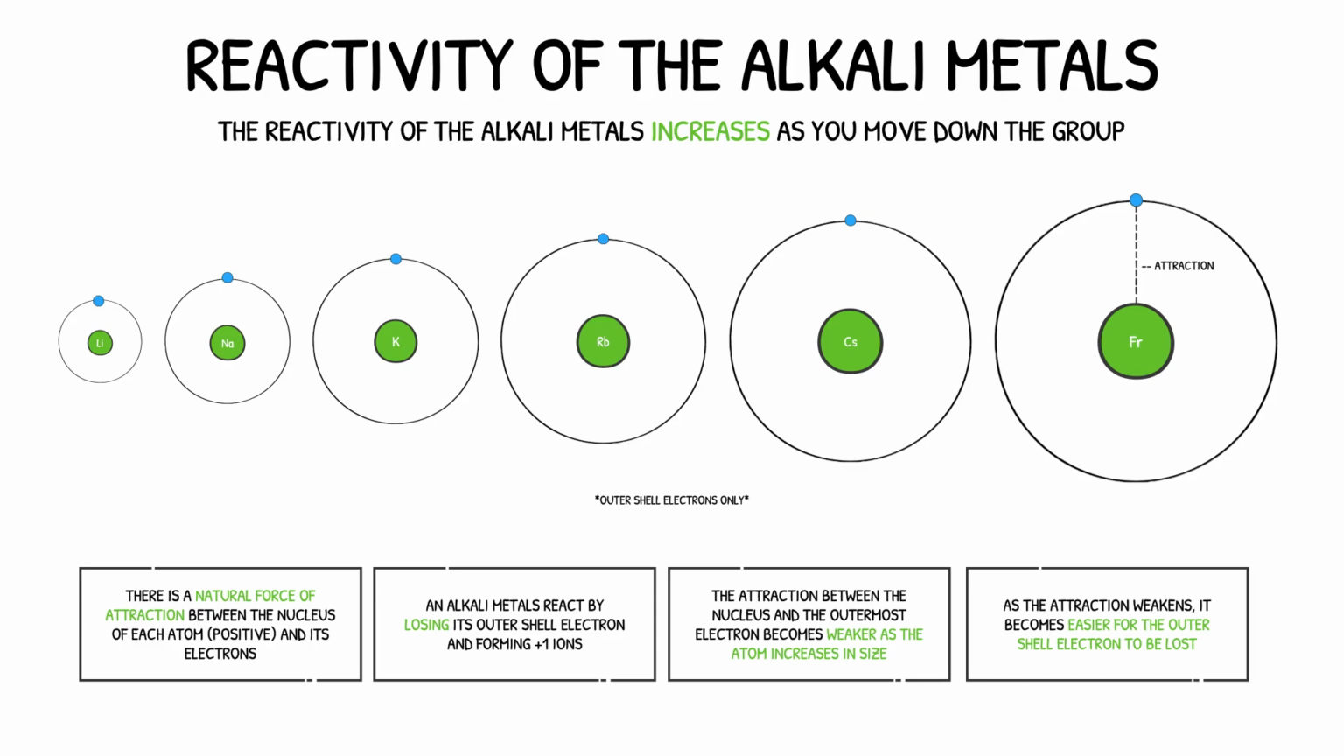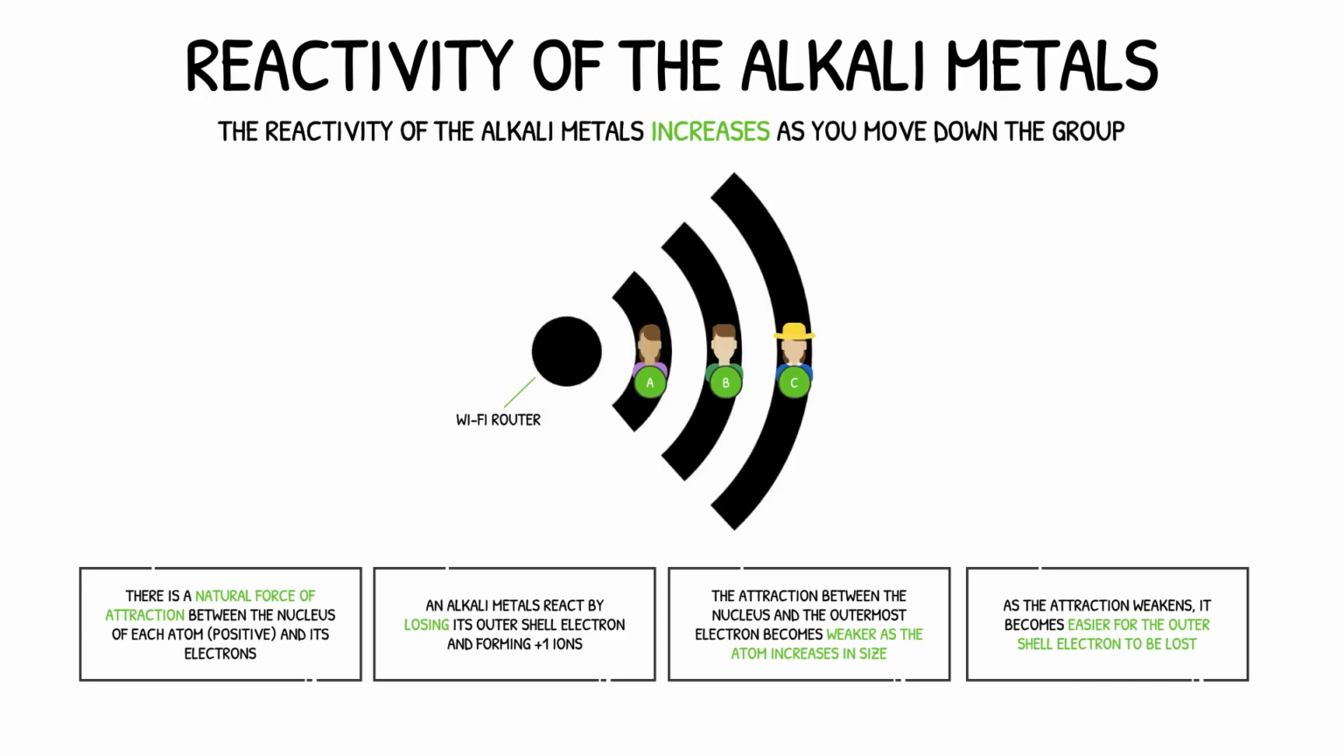As it becomes easier for the alkali metals to lose this outermost electron, it also becomes easier for them to react. We can use the concept of Wi-Fi to better help your understanding of this concept. Generally speaking, the closer you are to a Wi-Fi router, the stronger your connection, and thus, the more difficult it is for you to disconnect. However, as your distance from the router increases, the connection strength weakens, therefore making it easier for you to disconnect. In this diagram, person A would have the strongest connection to the Wi-Fi because they are closest to it, therefore making it harder for person A to disconnect.